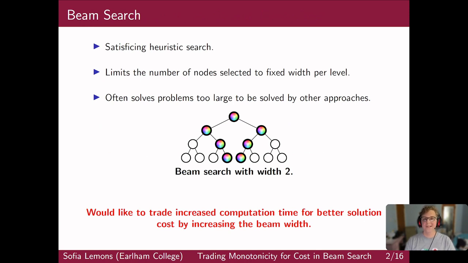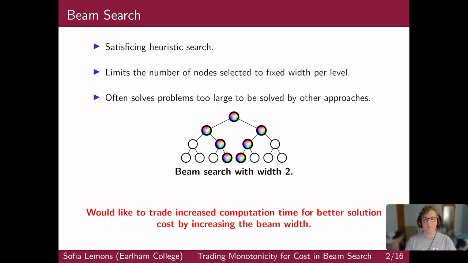Beam search is a satisficing heuristic search algorithm. It limits the number of nodes selected to some fixed width, called the beam width, at each level. And because of this, it can often solve problems that are too large to be solved by other approaches.